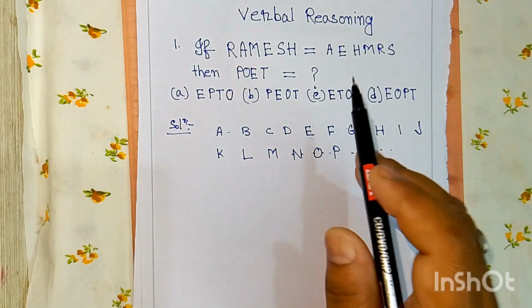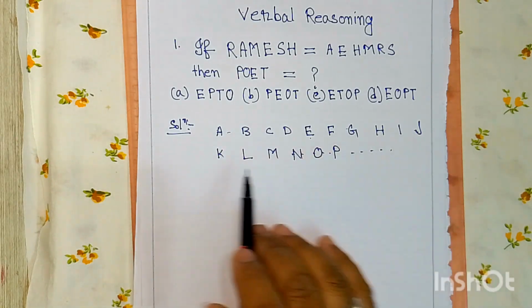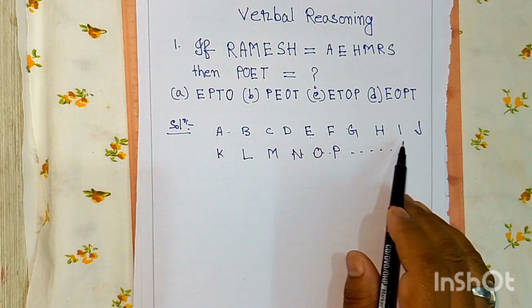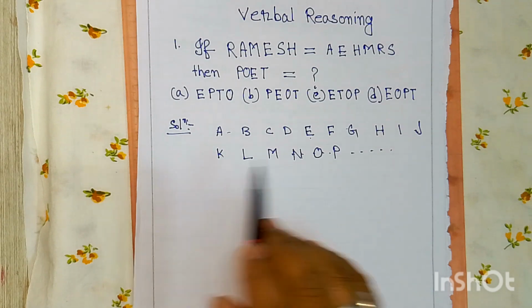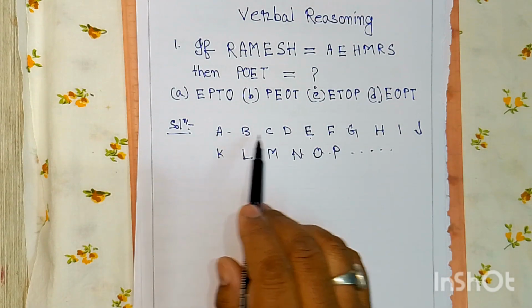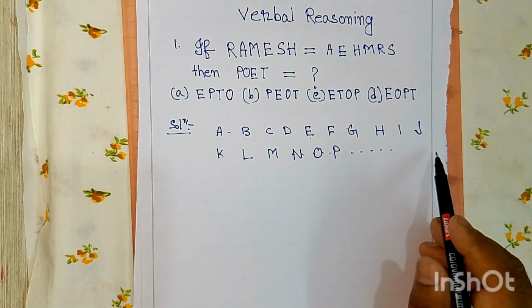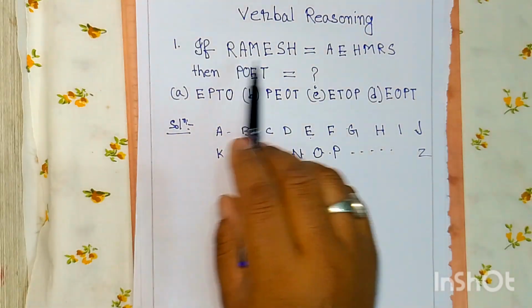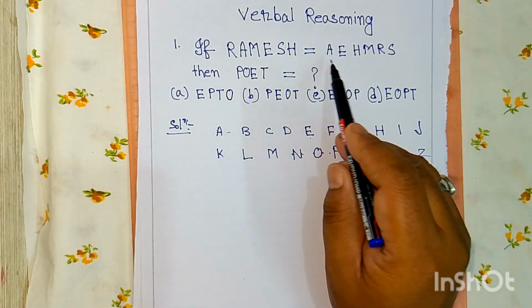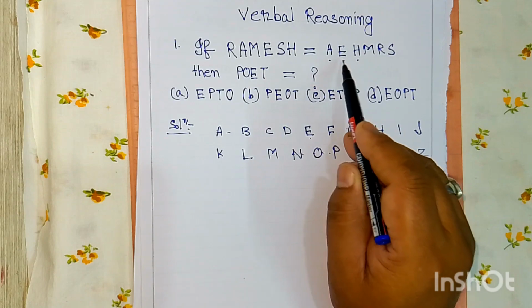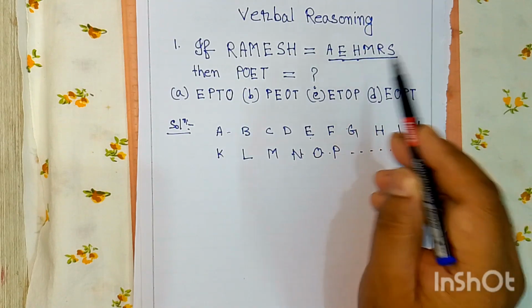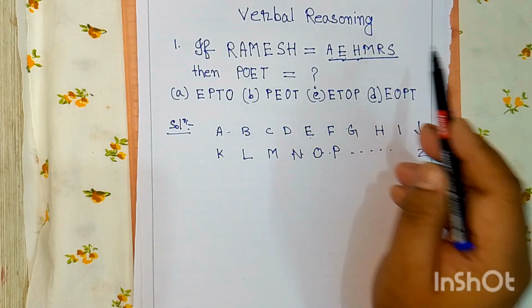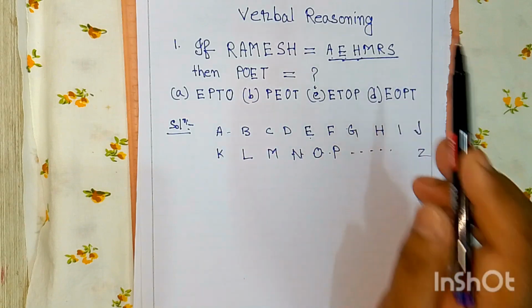To explain these questions, I have already written the English alphabet in dictionary order. In dictionary order, it is written as A, B, C, D, E, F, like that, up to Z. Now here you see the alphabets are given in this way: A, E, H, M, R, S. We observe the order of the alphabets.